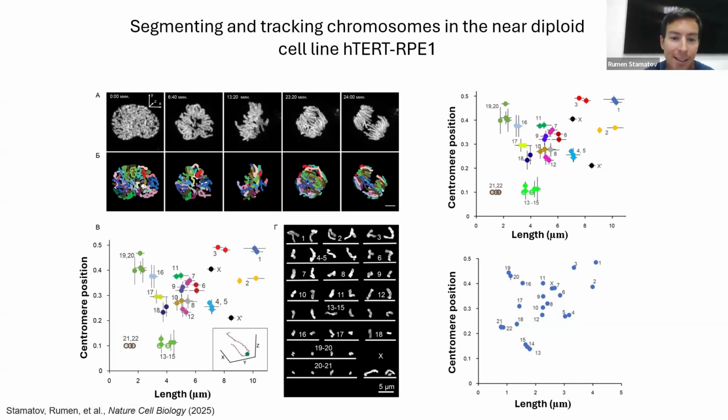What's also interesting here is that if you look at these 2 black dots on the bottom left, the ones labeled X and X prime, these are actually the 2 copies of the X chromosome, but they are not close to each other because one of them actually has a translocation and is longer than the other. This is a well-known translocation in the RPE cell line, and it's amazing that we can pick it up with this pipeline just by looking at the shape of the chromosomes.